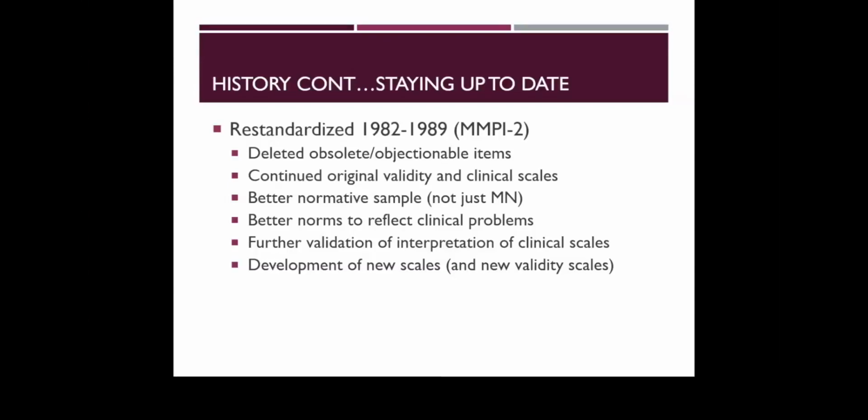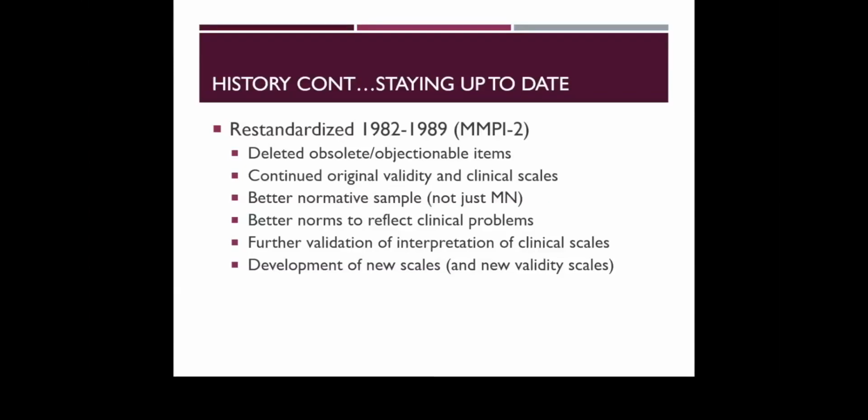Now, to maintain consistency, they made the least number of changes to the clinical scales because they already, at this point in the 80s, had 40 years of empirical correlates to the scales and the code types. And the validity scales were also left mostly unchanged in terms of content because they had so much validity data on them. But the rest of the instrument had been changed a little bit more substantially in terms of the item content.